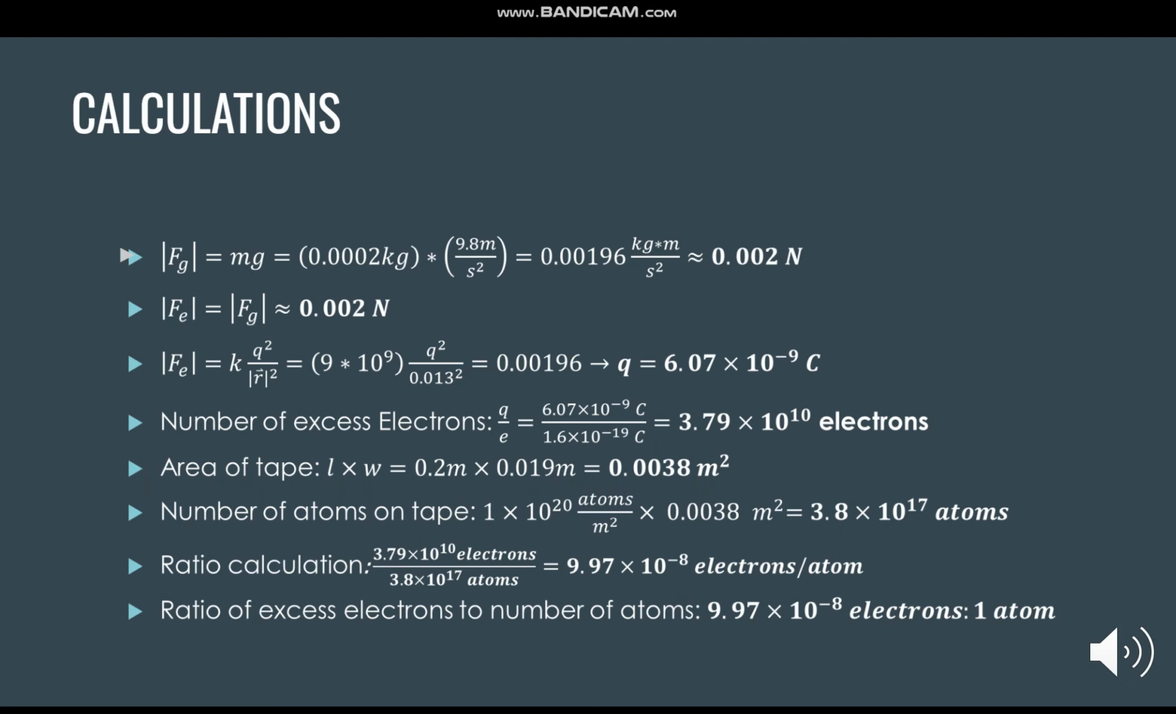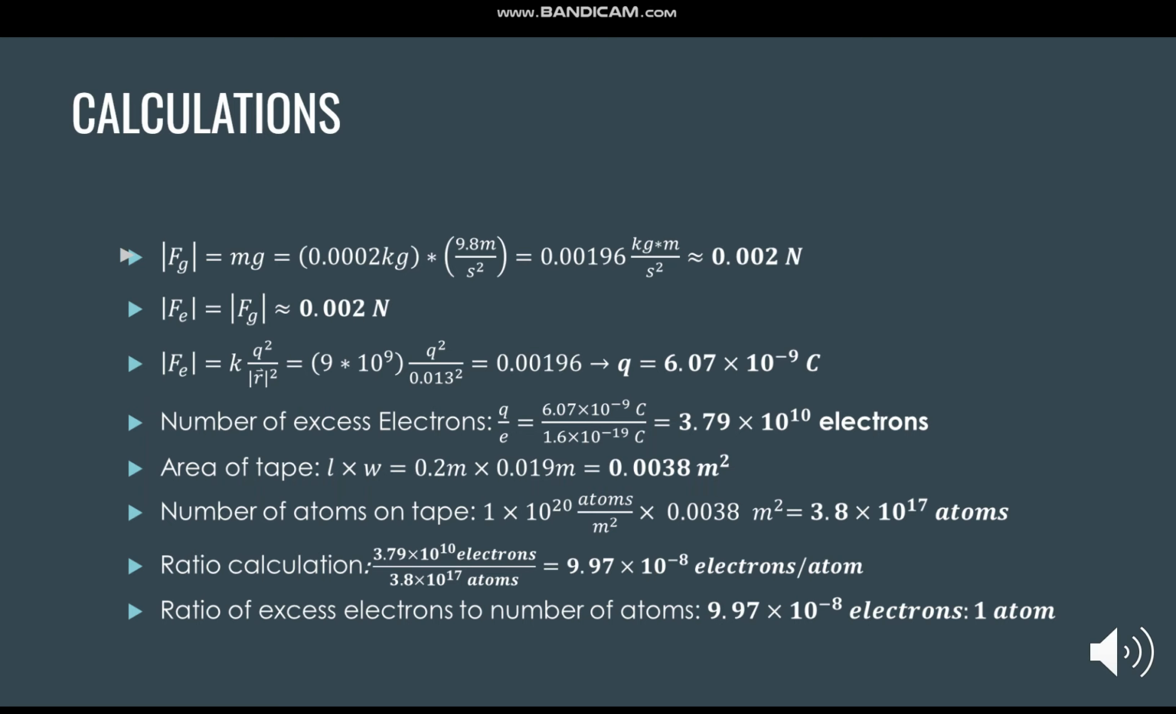All right, so for our calculations, we have force of gravity, and we found that to be 0.002 newtons after some conversion. The electric force equals the force of gravity, and we use this to find Q, which is 6.07 times 10 to the negative 9 coulombs. We have additional calculations like the number of excess electrons, which is Q over the charge of an electron. We found that to be 3.79 times 10 to the 10 electrons.